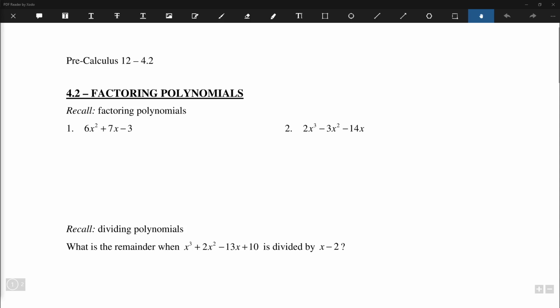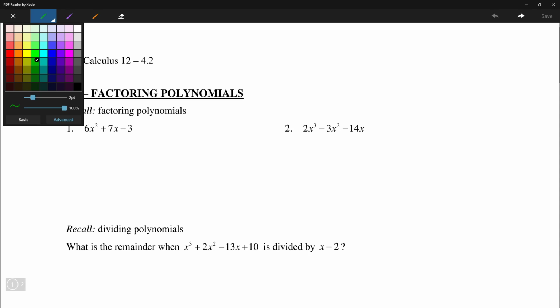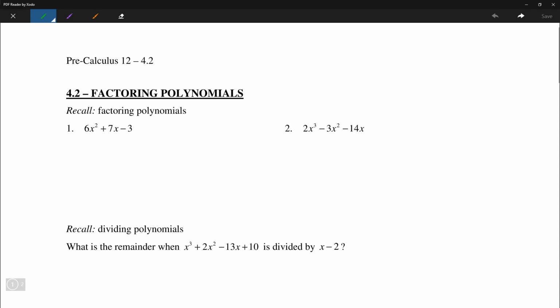Hello everyone, so today we're going to go over section 4.2, factoring polynomials. So we'll begin with a review on how to factor trinomials that are degree 2. One way to factor this is to factor by grouping.